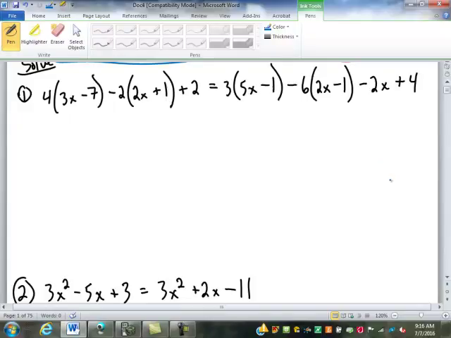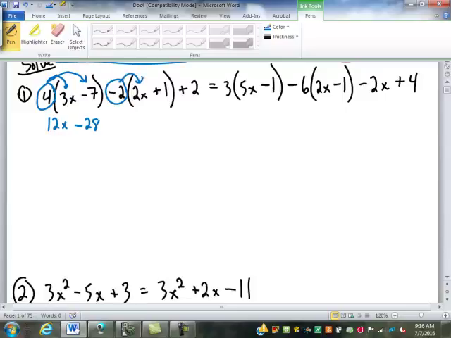We see parentheses. So this first set, anything to do in the parentheses? No. So we have to see if there's anything to do to the parentheses. And we see that we have to multiply by 4. 4 times 3x is 12x. And 4 times negative 7, negative 28. What's next?